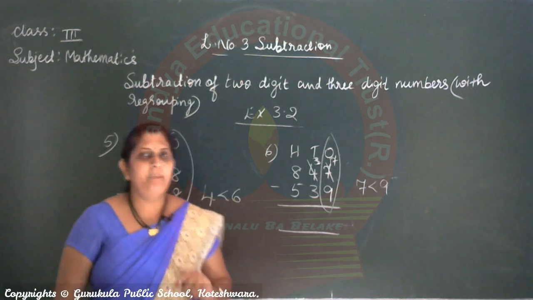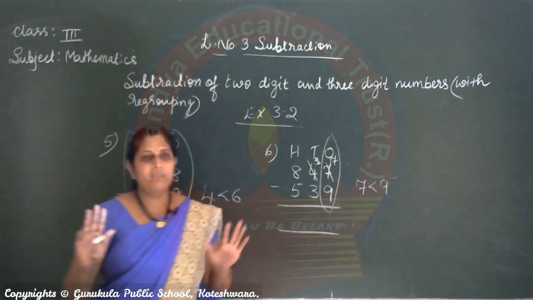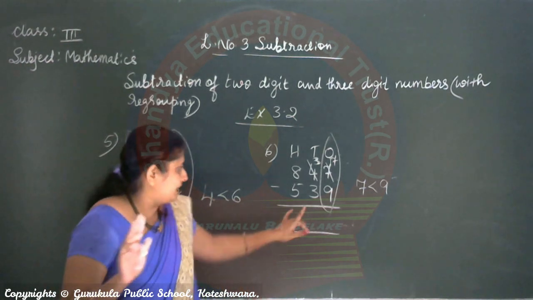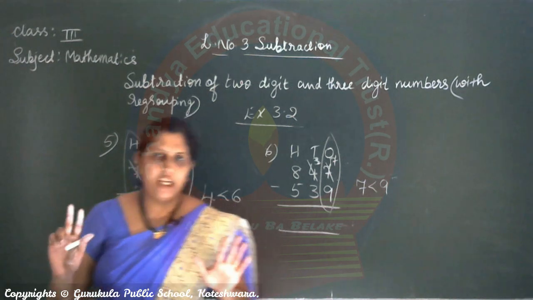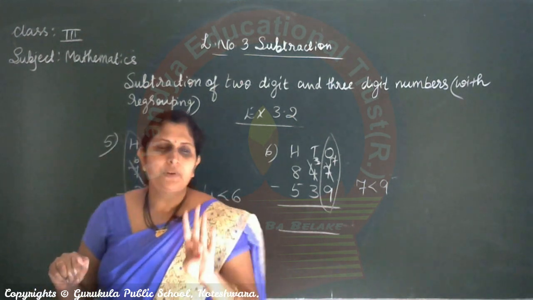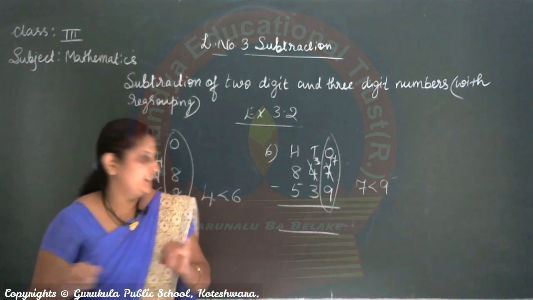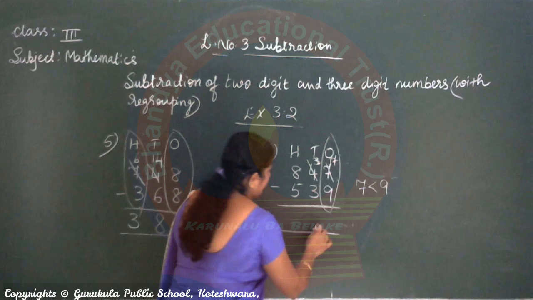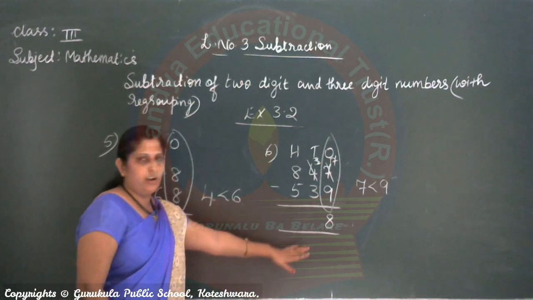17 you keep in mind, 9 in your hand. Before 17, 16, 15, 14, 13, 12, 11, 10, 9, 8. Correct? So here 8. So the ones column is 8.